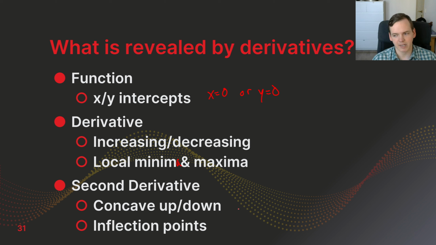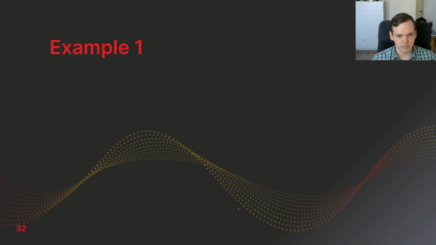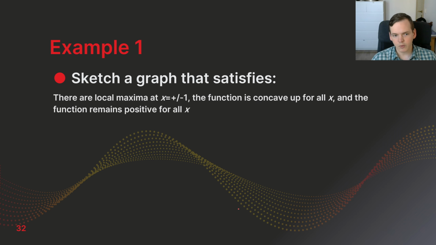we can also use this to help us find the minima and maxima. So pulling that all together, we can sketch graphs, or we can look at graphs and determine these factors. So first, sketch a graph that satisfies these conditions. There are local maxima at x equals plus and minus 1. The function is concave up for all of x, and the function remains positive for all of x.